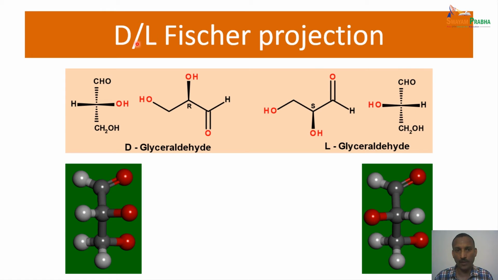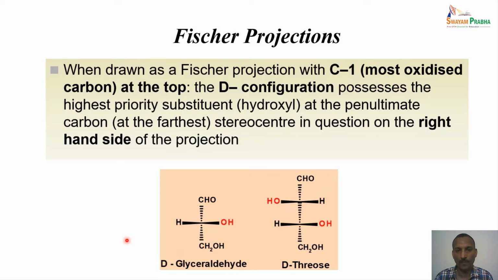We have mentioned that in the DL Fischer projection, the standard which is used is D-glyceraldehyde. In the case of D-glyceraldehyde, the highest priority group, the hydroxyl, is on the right hand side. So how to draw the Fischer projection? We will see this first, then we will go back to the previous slide.